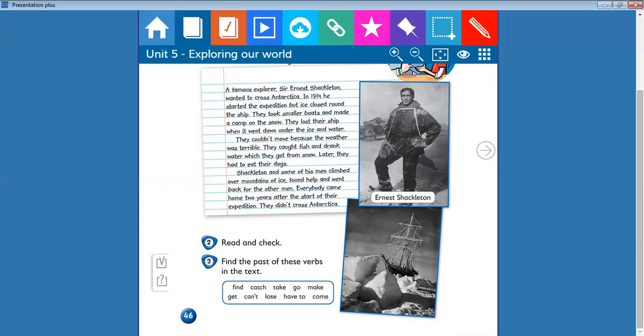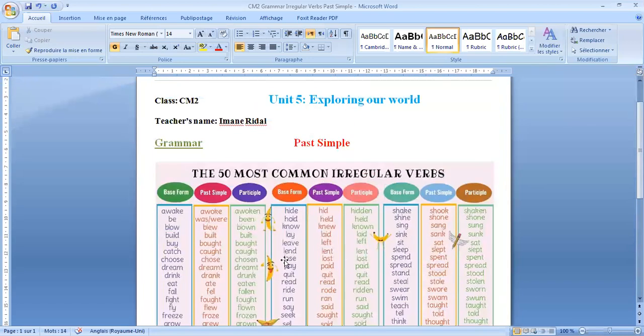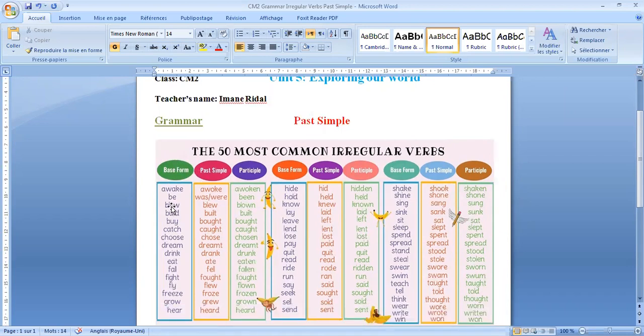But now I'm going to show you a list of common irregular verbs in simple past or past simple. Okay, here you are. The 50 most common irregular verbs. So here you have first column base form, second column past simple of the verb, and past participle, the participle of the verb.